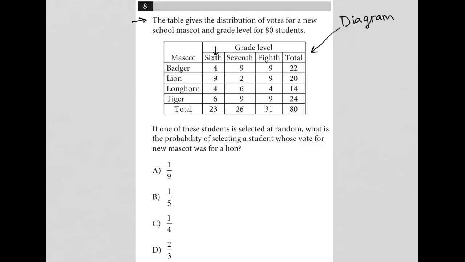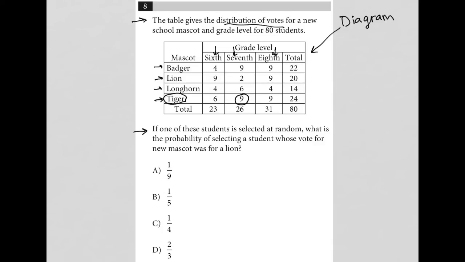So I see my grade levels 6th, 7th, 8th grade, and I see my mascots, badger, lion, longhorn, and tiger. So I assume that means distribution of votes. So in 7th grade, for instance, there were 9 votes for the tiger as the mascot. I like to do that at times just to make sure I understand the table before moving forward. So when I go back to it, I can easily find my answer.